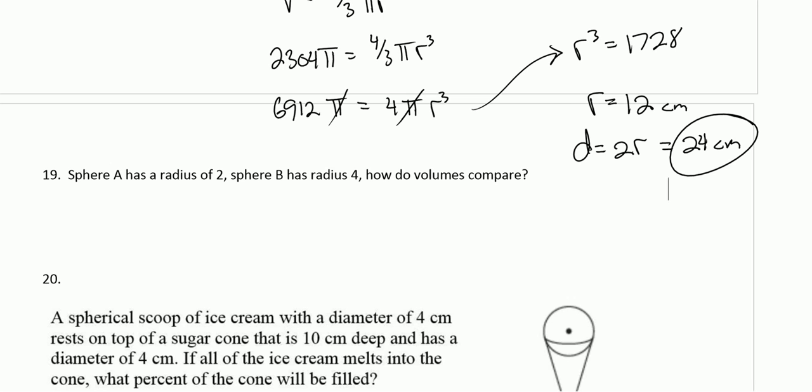Sphere A has a radius of 2. Sphere B has a radius of 4. How do the volumes compare? So volume for sphere A is 4/3 pi times 2 cubed. Whereas volume of sphere B is 4/3 times pi times 4 cubed. Sorry.